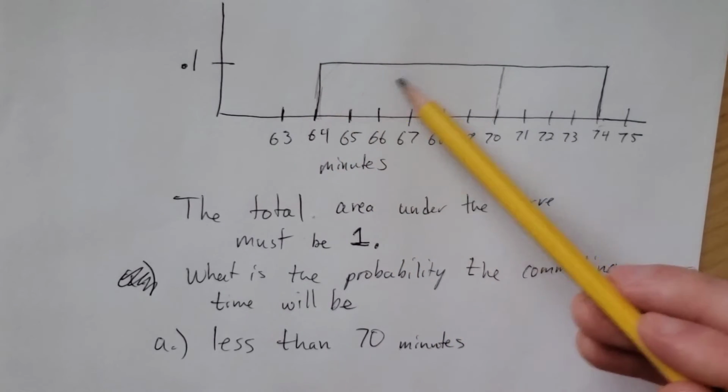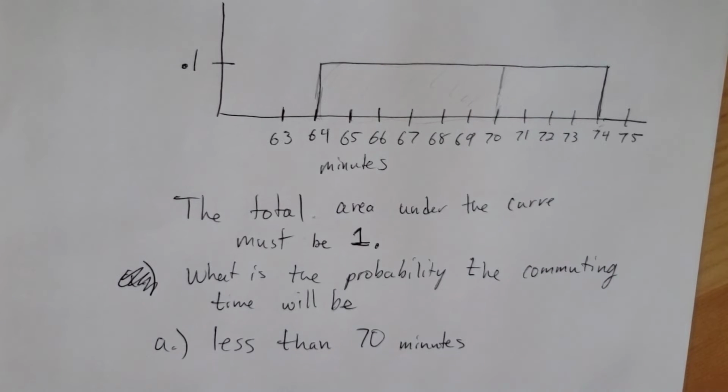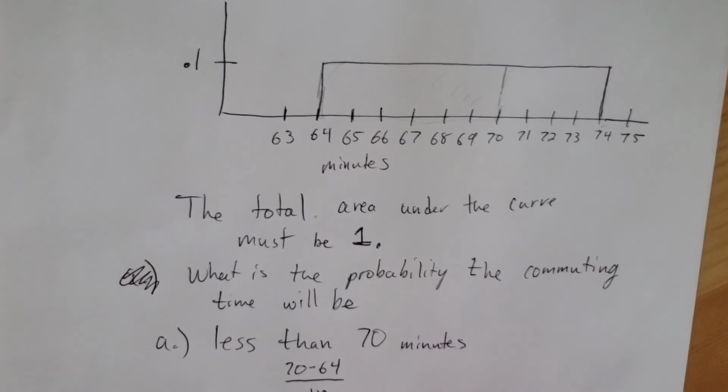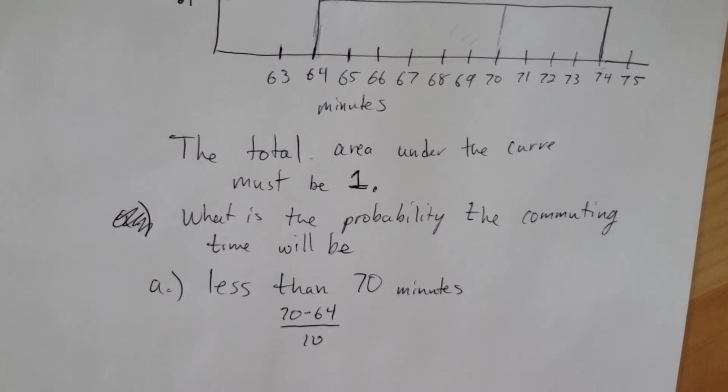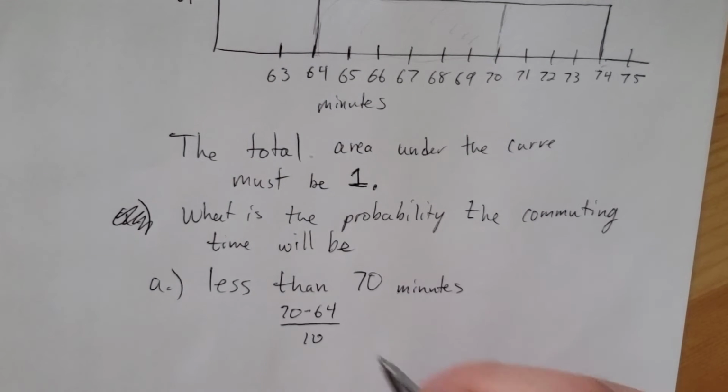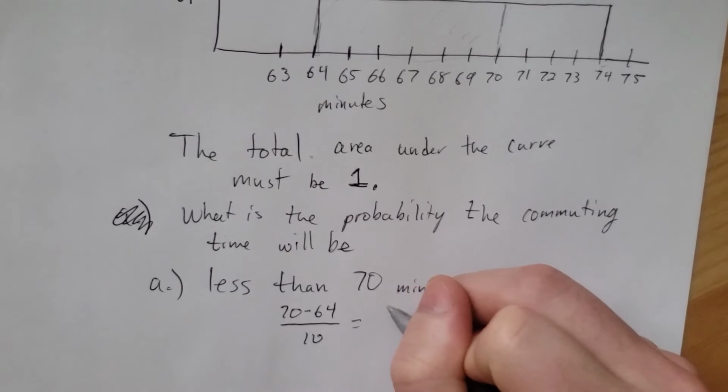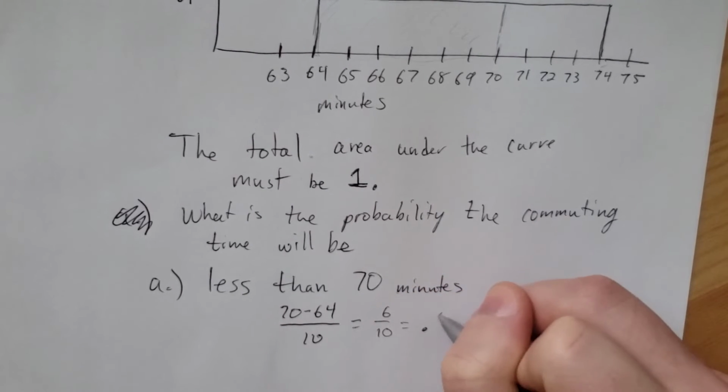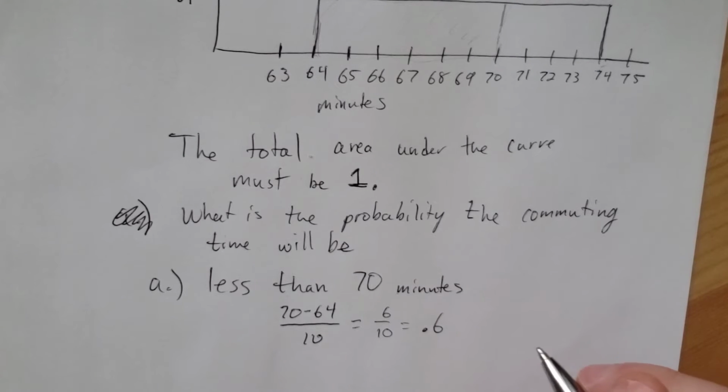So we can find the area of that. Well, how do we do that? This is 70 minus 64, because that's our length, divided by 10 or multiplied by 0.1, right? Those are the same thing. So 70 minus 64 over 10, or in other words, 6 over 10, or 0.6, or 60%. So there's a 60% chance that your commuting time will be under 70 minutes if you take this train.